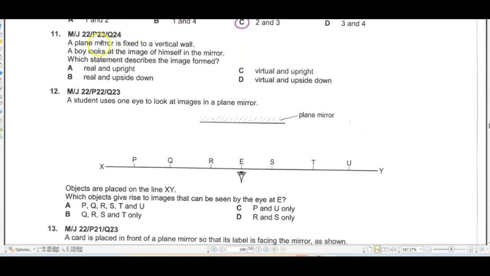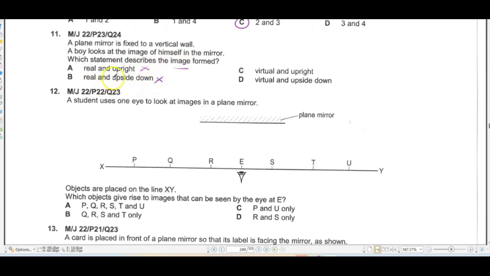Okay, question number 11. A plane mirror is fixed to a vertical wall. A boy looks at the image of himself in the mirror. Which statement describes the image formed? Okay. The image formed by a plane mirror is upright and virtual. Okay? Real and upright is not correct. Real and upside down is obviously not correct.